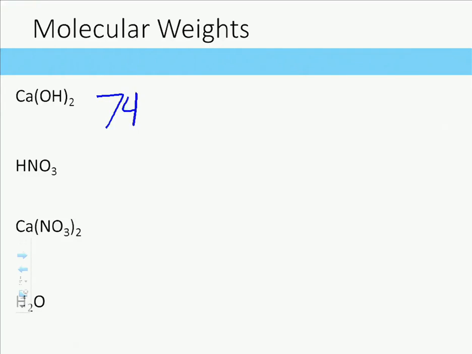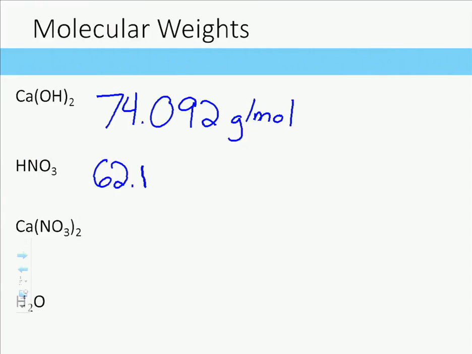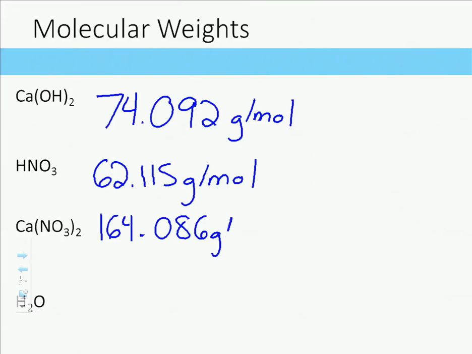Calcium hydroxide had a molecular weight of 74.092 grams per mole. Nitric acid had 62.115 grams per mole. If you don't have these in front of you, go ahead and write them down now just so we can refer to them throughout the course of this lecture. Calcium nitrate has a molecular weight of 164.086 grams per mole, and then water has a molecular weight of 18.015 grams per mole.